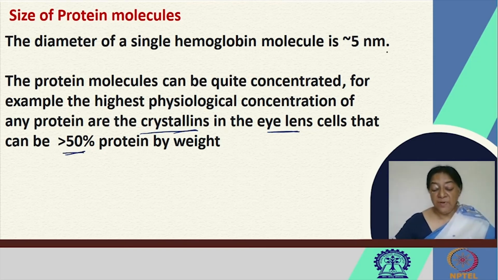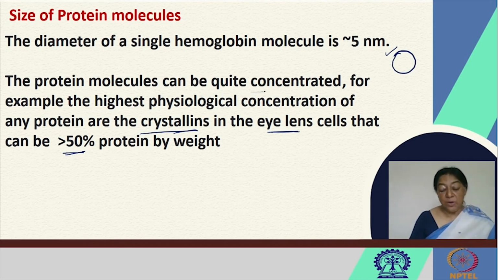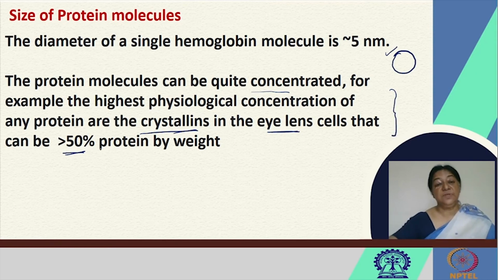So we can consider the diameter of a single hemoglobin molecule, which is roughly globular in shape. The protein molecules can be concentrated, and the concentrations that we can see are the highest for the crystalline proteins present in the lens, which can be greater than 50% protein by weight.